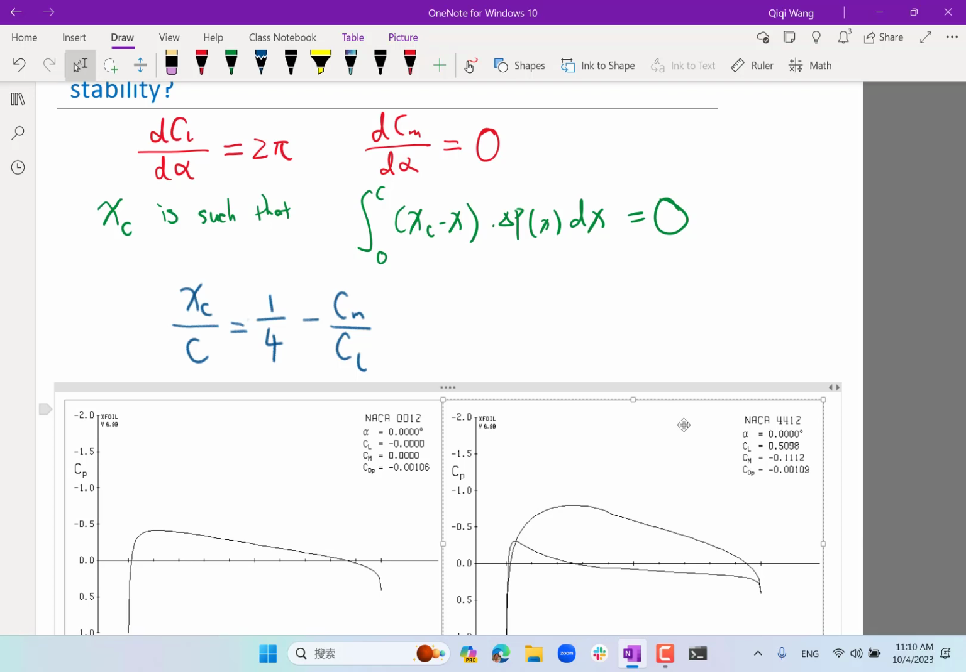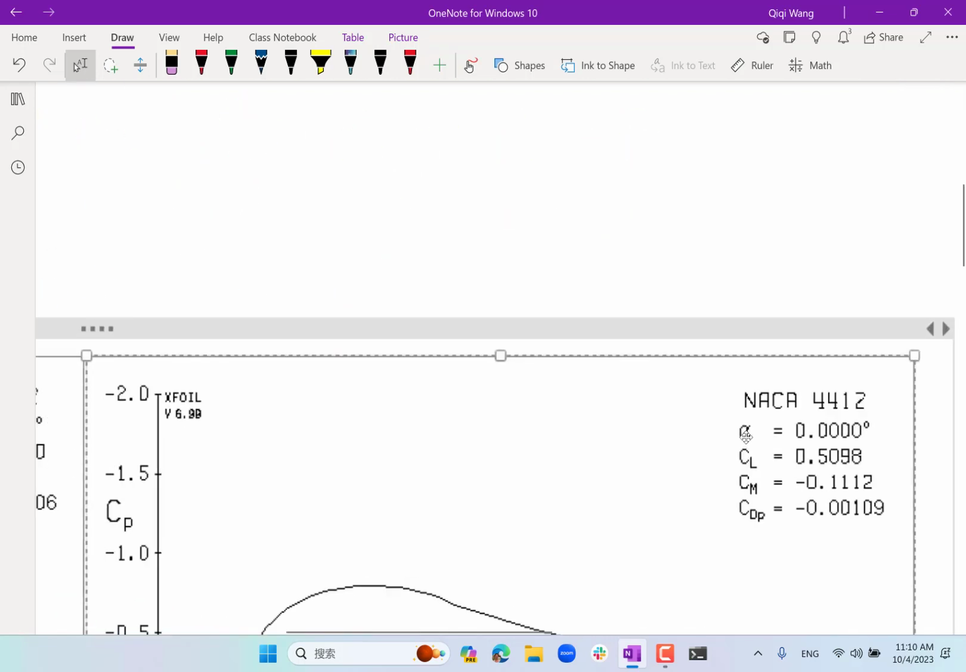Do you see these numbers? Okay. If not, let me magnify it a little bit more.